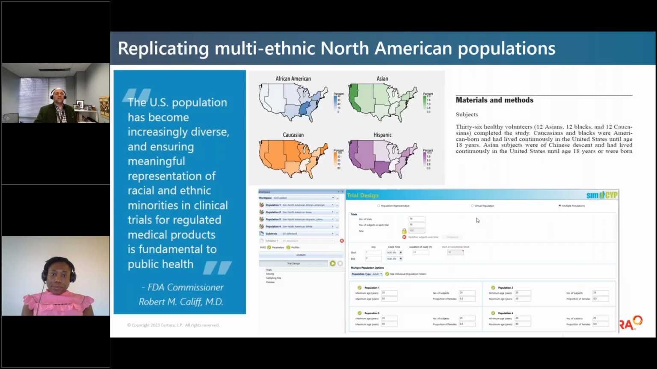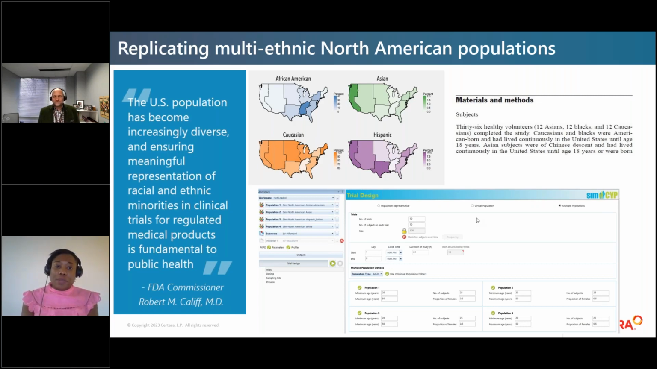Sorry, I'm trying to advance. There we go. Okay, so I guess the key thing is, why did we have to develop 4 North American populations? And I think this quote by the FDA commissioner really just highlights why this is important. He mentions here in this quote that the US population has become increasingly diverse, and it's really important that clinical trials should better represent the diversity of the population. And actually, the truth of the matter is that historically, some clinical trials already incorporate this diversity, but we were not accounting for these in our simulations.